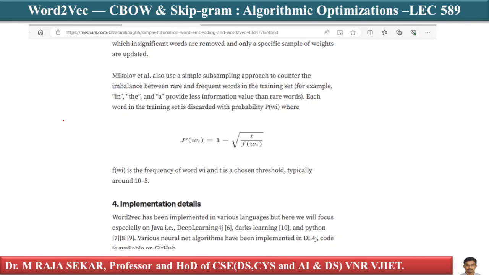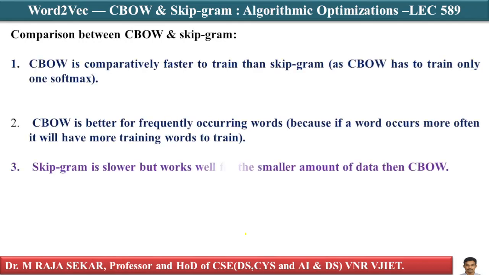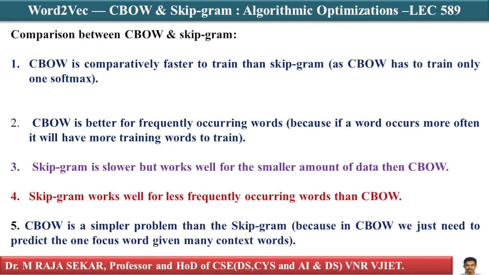This is lecture number 589. In this lecture, we will try to understand Word2Vec algorithmic optimizations. In the previous lecture, we saw both CBOW and skipgram. But before understanding this particular lecture, I request all of you to go through this particular slide. This is a summary of my previous slide.